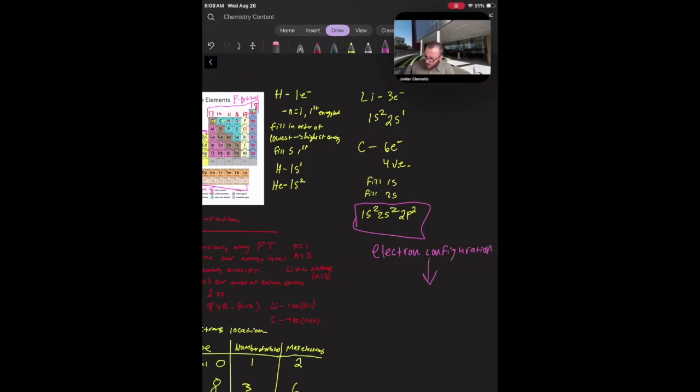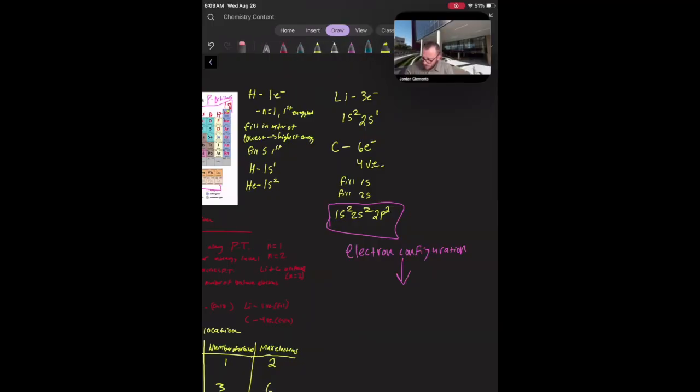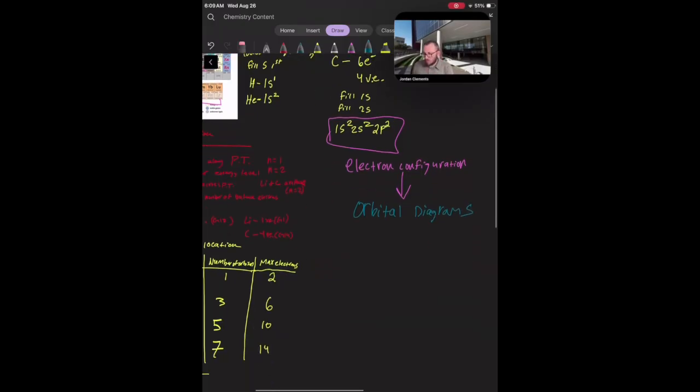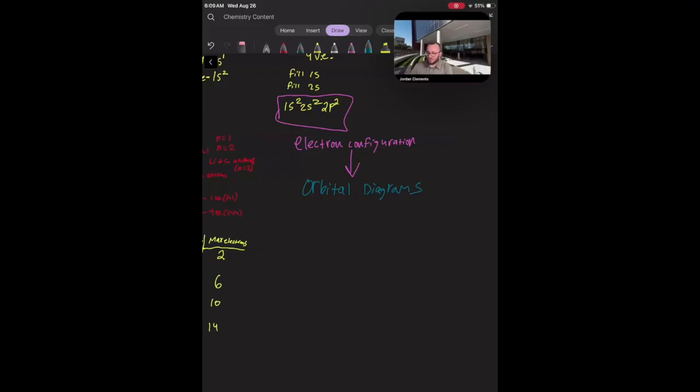So now let's think about orbital diagrams. So we take this notation and now we think about actually doing kind of like a visual representation of electrons. We can call it a box and arrow diagram as well. Orbital diagram is the correct term.